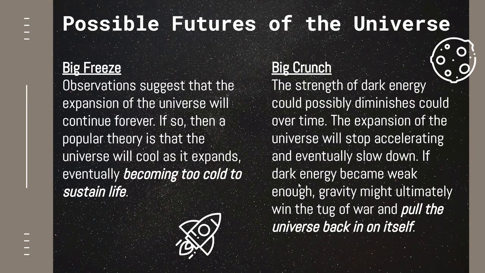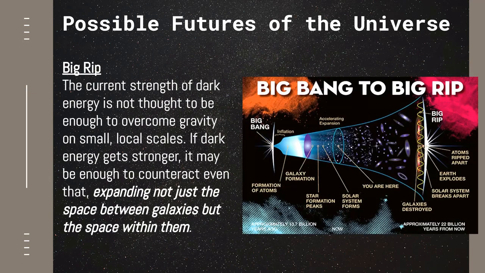So the dark energy may become weak enough and gravity might ultimately win the tug of war, and the universe will pull back on itself. So the universe will keep on expanding until it reaches a certain point and then it will zoom past back to its origin, destroying everything as it goes back to its origin.